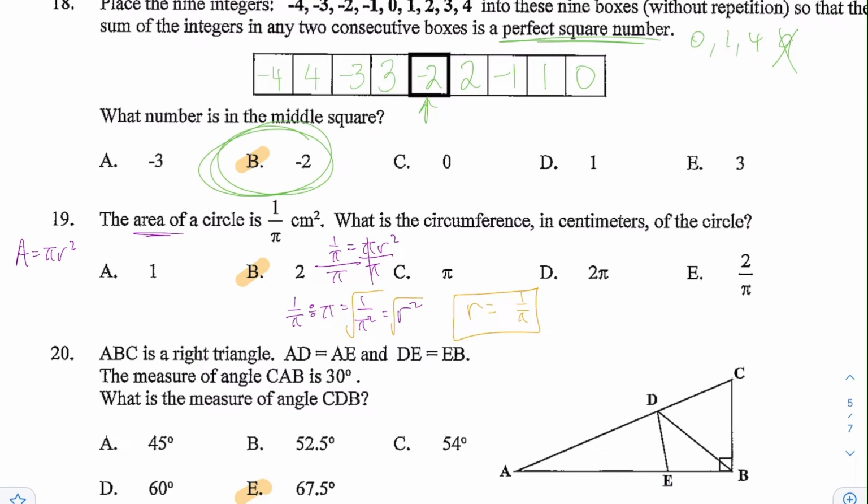Now, once you know the radius is 1 over pi, to find the circumference, that is 2 pi r. So you will substitute in 2 times pi times 1 over pi. And 1 over pi cancels out with pi, so you just get the circumference of 2, which is choice B. The two formulas you need are pi r squared and 2 pi r.